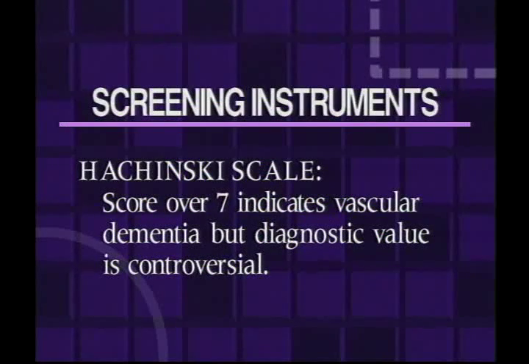Are there screening instruments that might be helpful in distinguishing Alzheimer's or diffuse Lewy from other types of dementia? Well, there is what is referred to as the Hachinski scale, which is a published, normed scale that asks for different types of risk factors, such as emotional incontinence, stair-step progression, that sort of thing. And a score on the Hachinski over 7 indicates vascular dementia, but it is not absolutely diagnostic. In fact, the diagnostic value of the Hachinski scale is controversial. And again, I think the best screening instrument is a good old-fashioned physical and neurological examination.